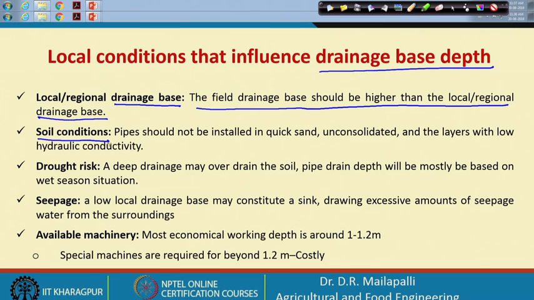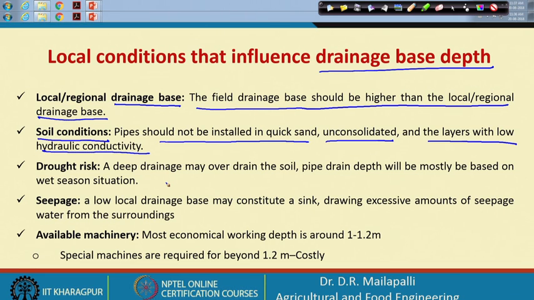The other one is soil conditions. The pipe should not be installed in quicksand, because the pipe network is going to sink, breakage is going to occur, and the drainage system is going to fail completely. Then there are unconsolidated soil conditions and layers with low hydraulic conductivity. This is another thing we need to consider.